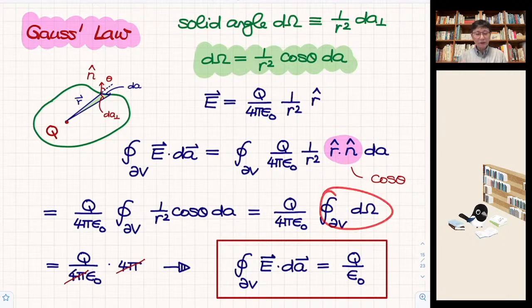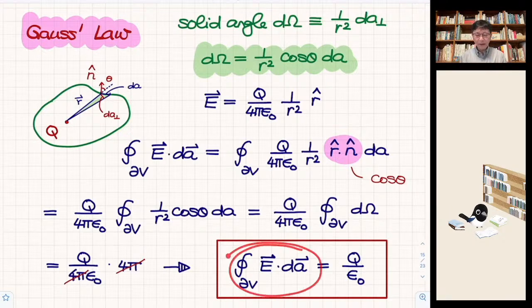And you integrate all the solid angle. But as I said, the solid angle for all closed surfaces is just 4 pi. So then you just got 4 pi, this 4 pi cancels out. And so then you get this very beautiful form of the Gauss law, or basically the integral form of the first Maxwell equation about electric field.